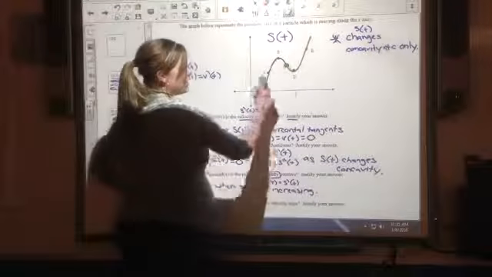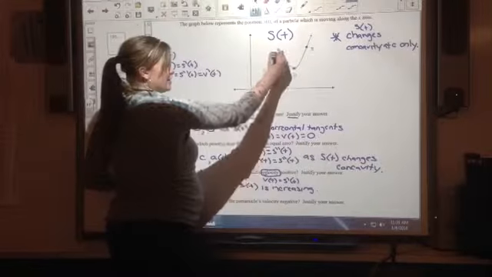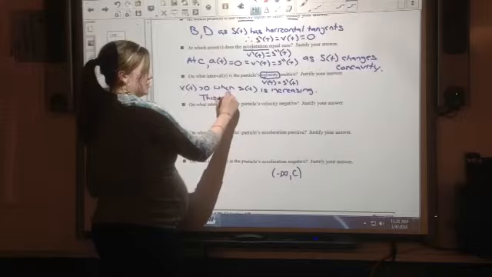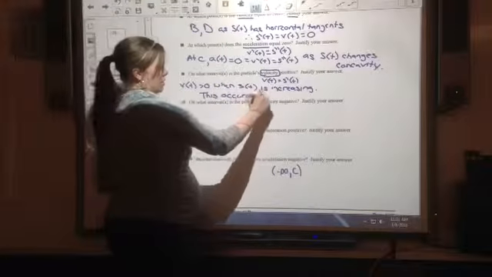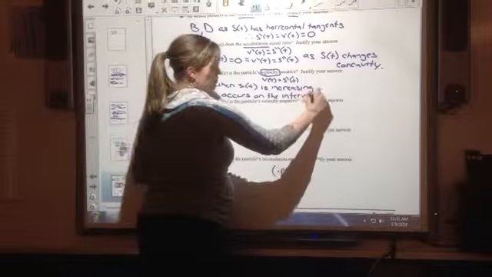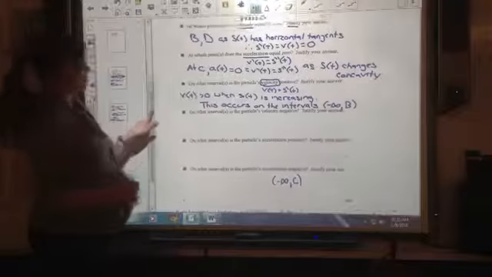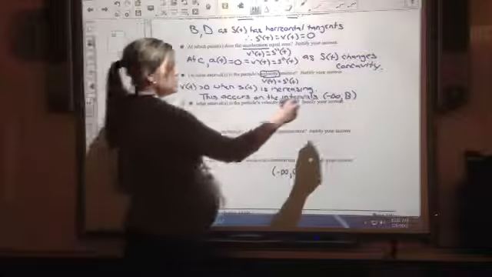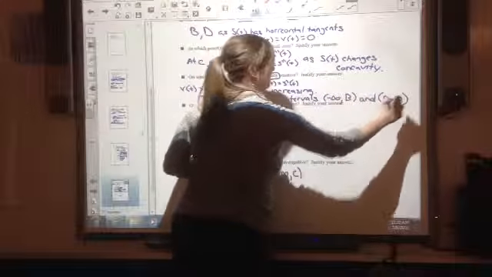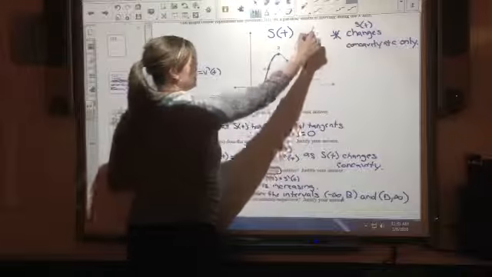I can say, okay, well, when is S of t increasing? From negative infinity to B. So this occurs on the intervals negative infinity to B and D to infinity.